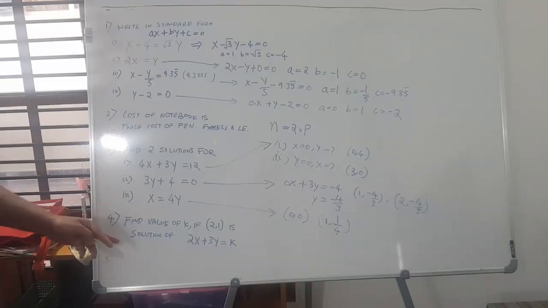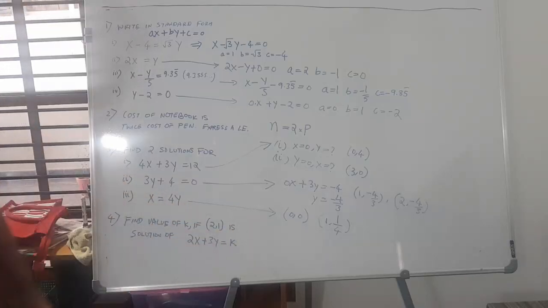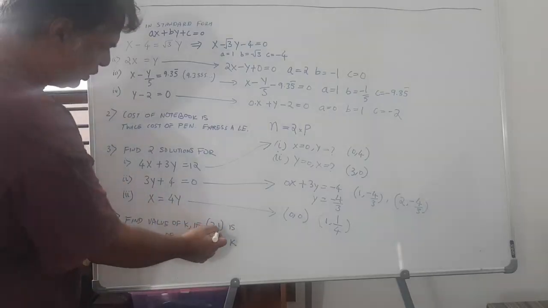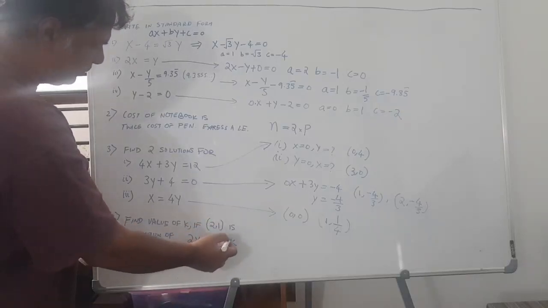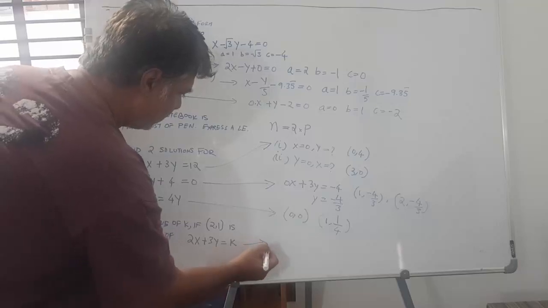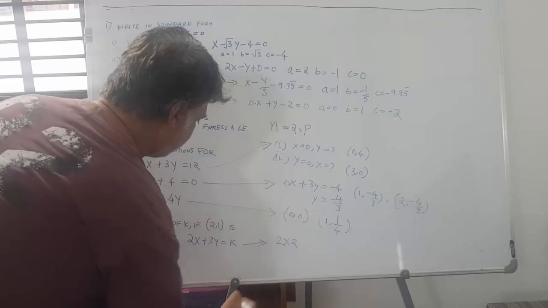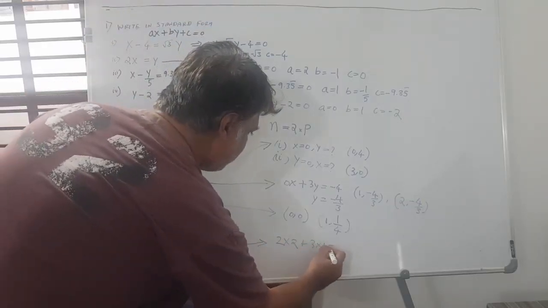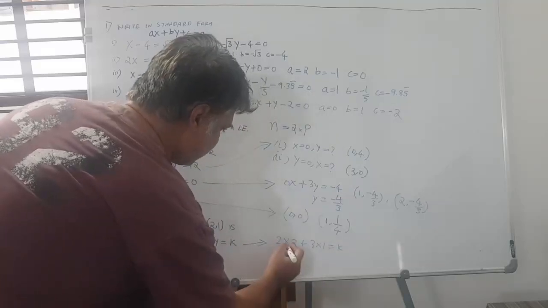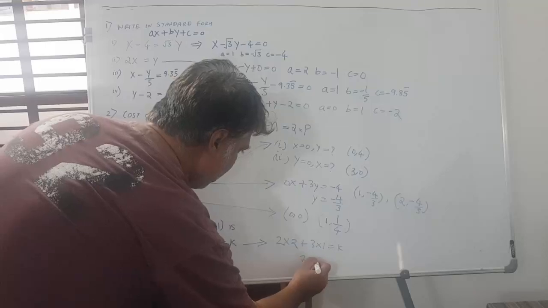Now the next problem is to find the value of k if 2 comma 1 is the solution of this linear equation. When we substitute 2 comma 1, the equation should hold. So 2 into 2 substituting for x, and 3 into 1 will be k, which means 4 plus 3, that is 7 is equal to k, or the value of k is 7.